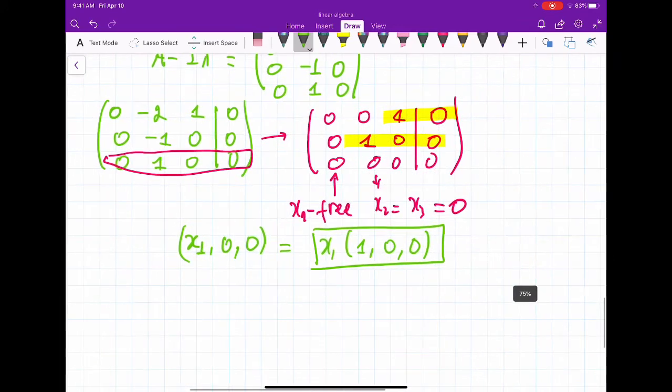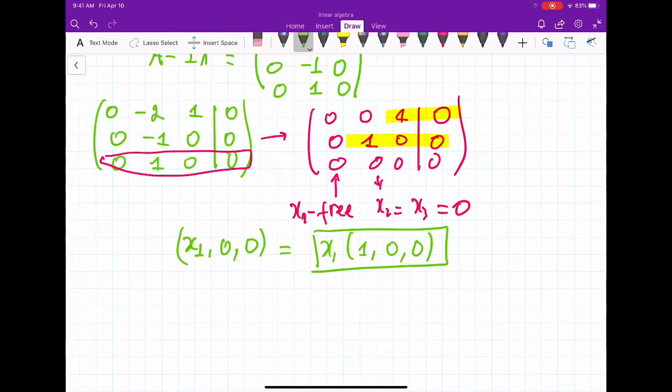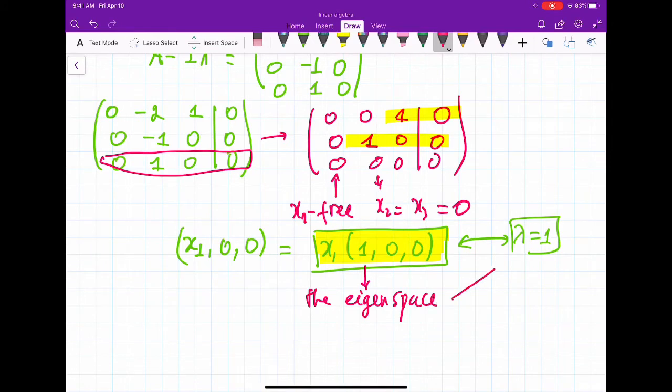Vectors of this form are eigenvectors corresponding to lambda equal to 1. And again, this is a subspace, right? And this is the eigenspace corresponding to lambda equal to 1. Okay, so in this example, we learn how to find eigenvalues, eigenvectors, and eigenspace.